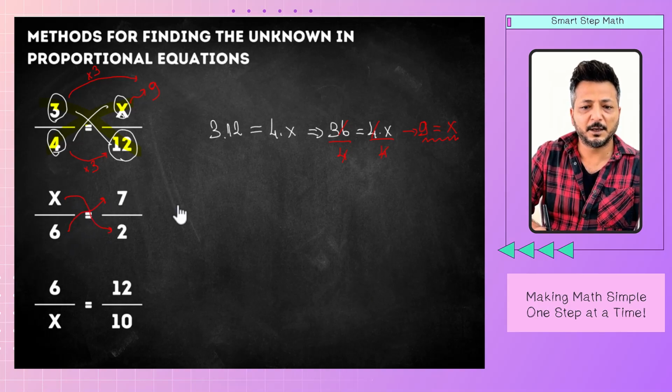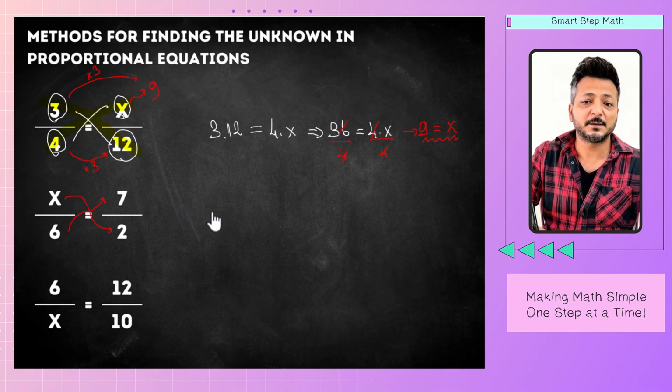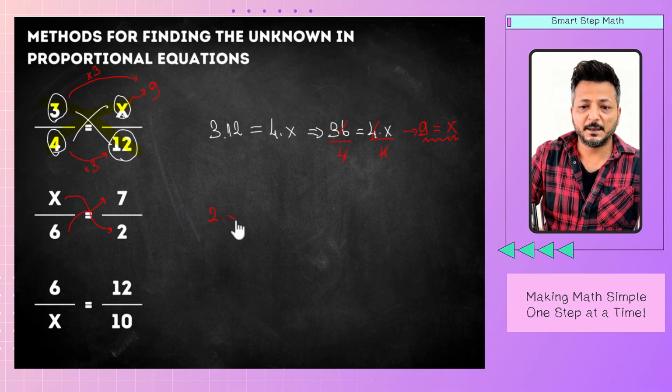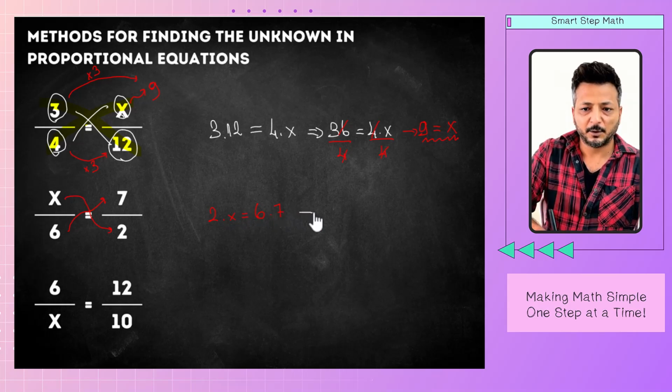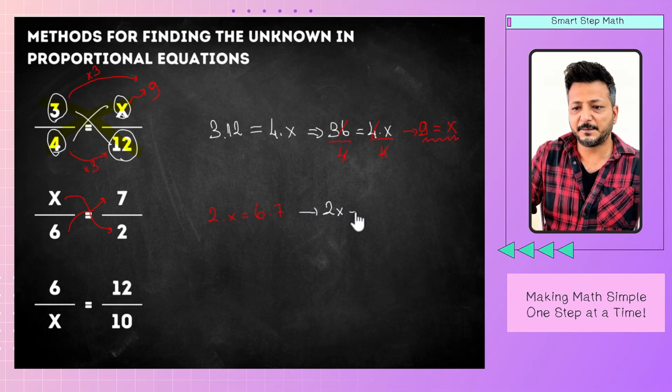We will find the value of x that satisfies the equality by multiplying 2 with 6 and 7. We are multiplying 2 by x. We say it equals, we multiply 6 by 7. Here, our value is 2x equals 6 times 7, which is 42.